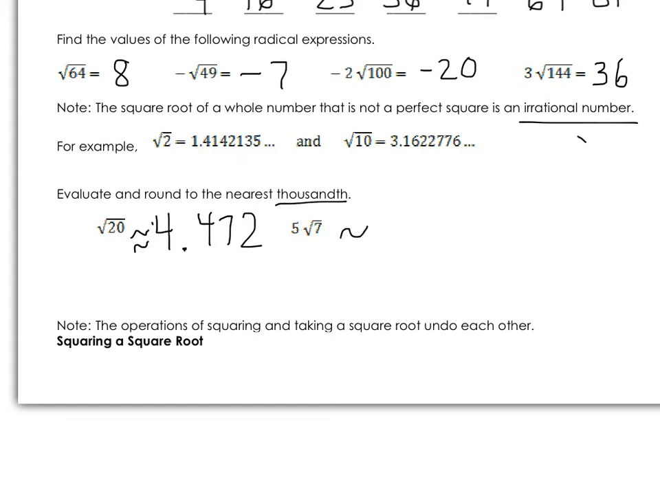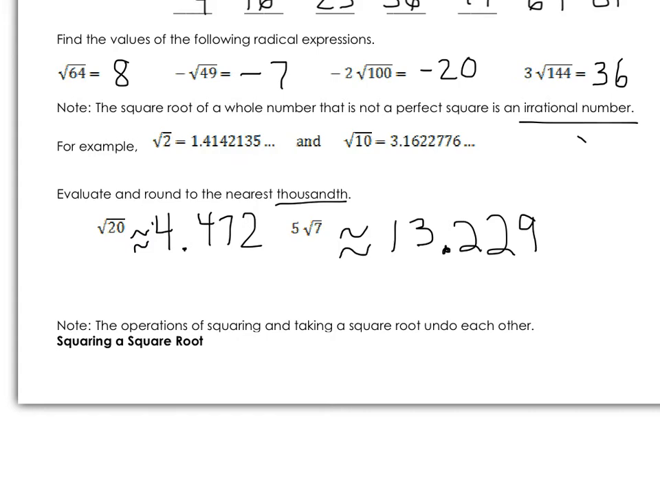5 radical 7. You should be able to put that in your calculator, just like it's written, 5 radical 7. Do you get 13.2287? We'll round that to 13.229, and that's our approximate answer to 5 radical 7.